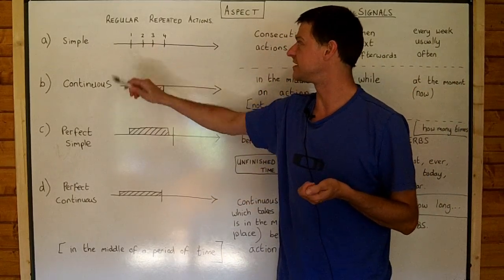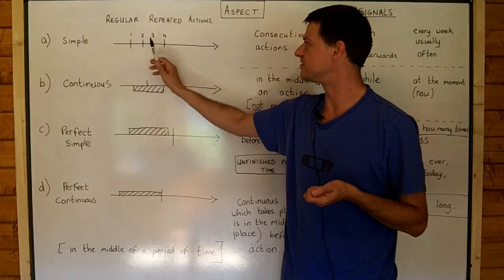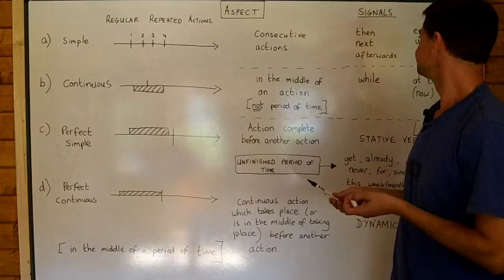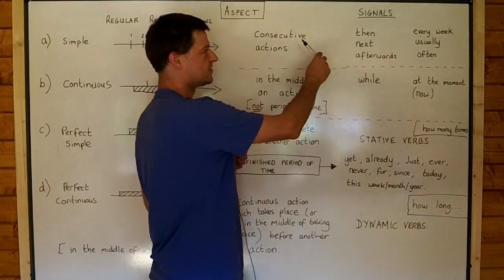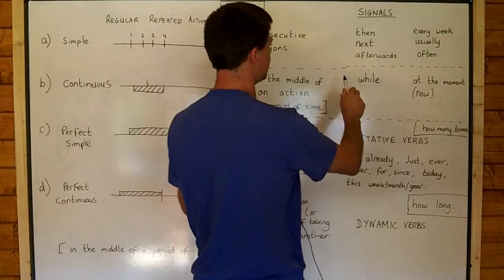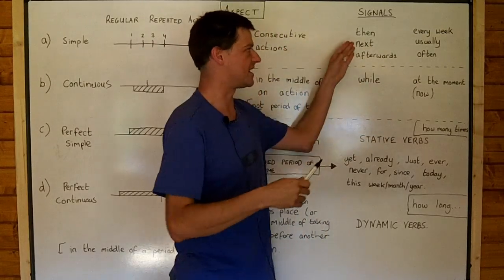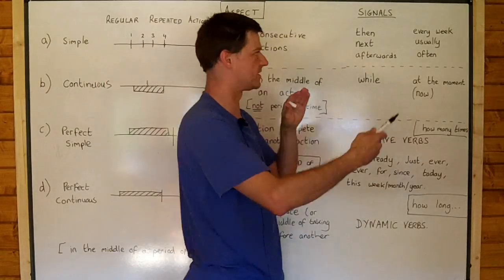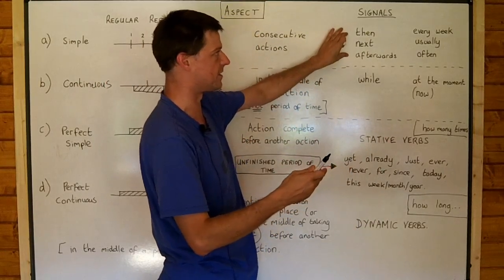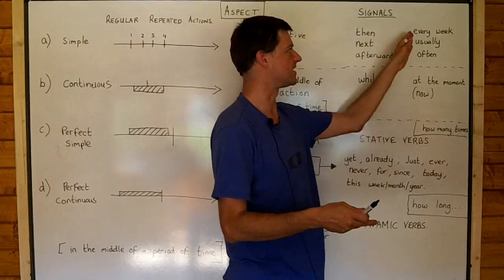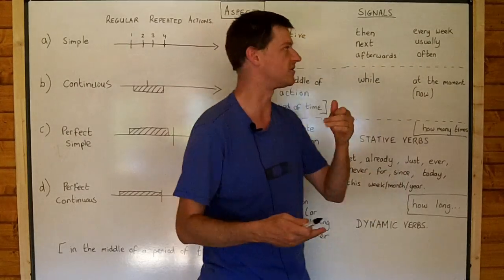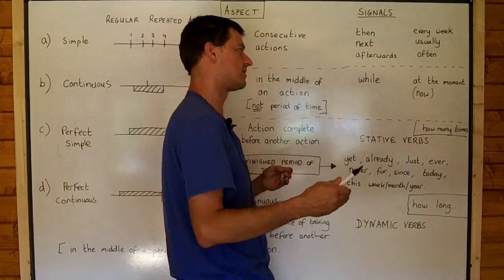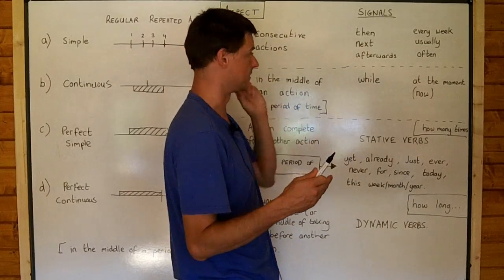You will say on Monday this happened, on Tuesday that happened, on Wednesday that happened, and so that would all be in past simple. And that's why we have the following signals for the simple aspect. If at any time you say then, next, afterwards, it is probably going to be past simple, the next action, if you're explaining something in the past. But if you're explaining something in the present, anything which is happening every week is going to be present simple. Anything which is happening usually, often, sometimes, is going to be present simple.